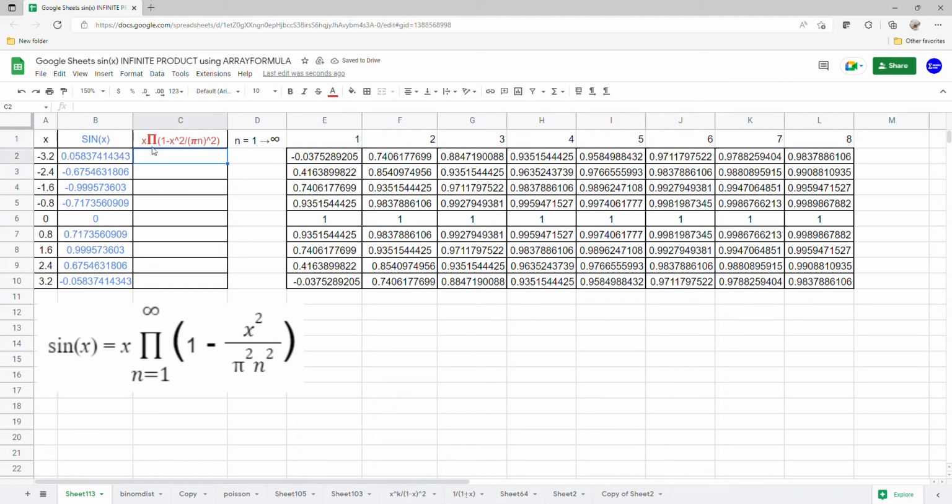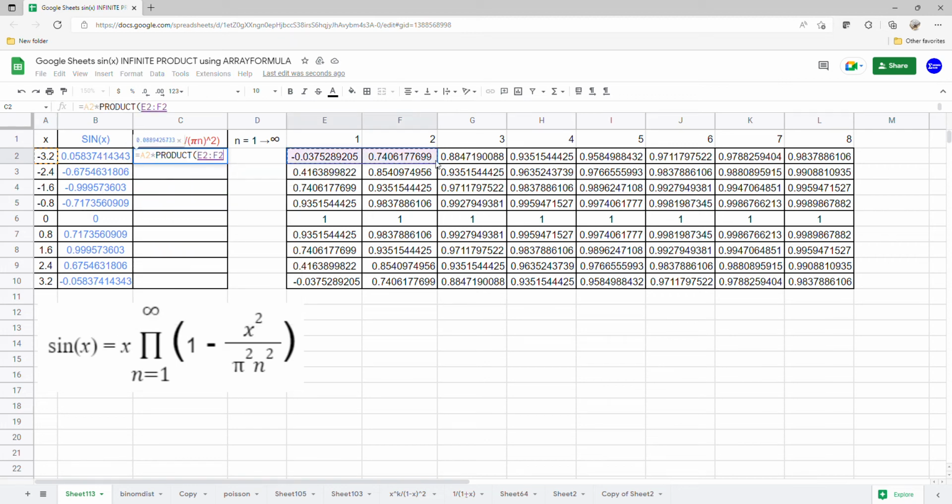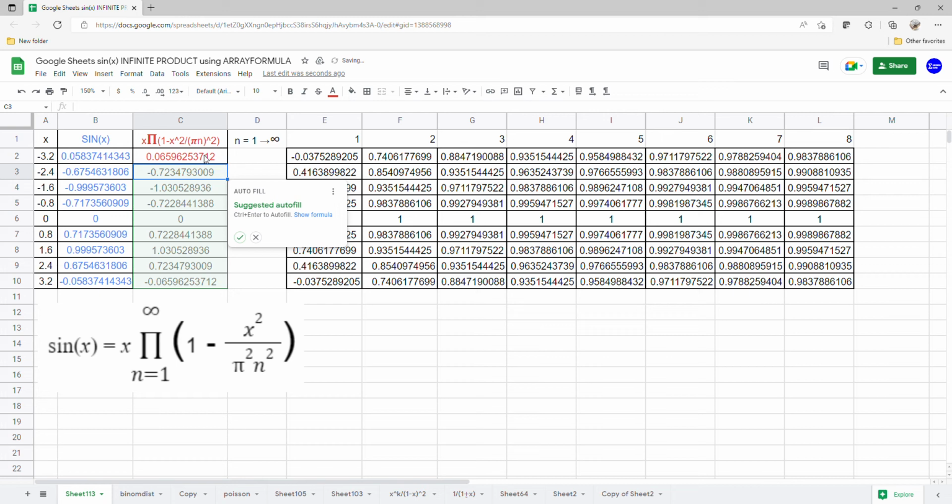Now we complete the infinite product, which is equal to x times the product of these values. And we drag this and we chart this.